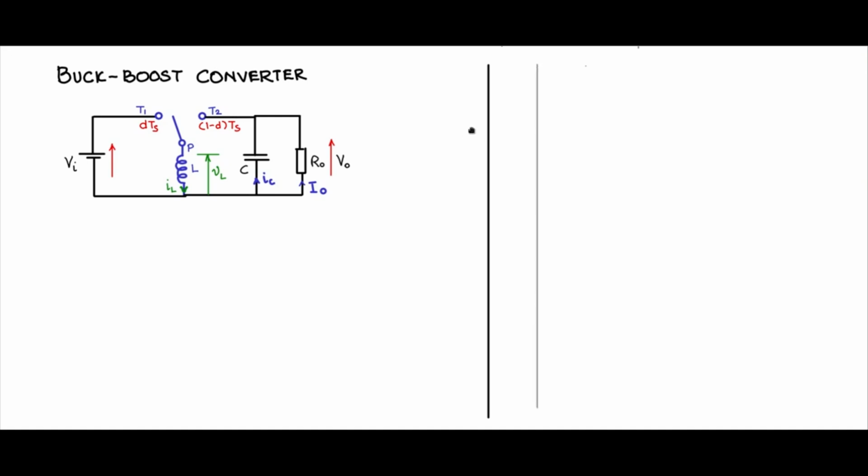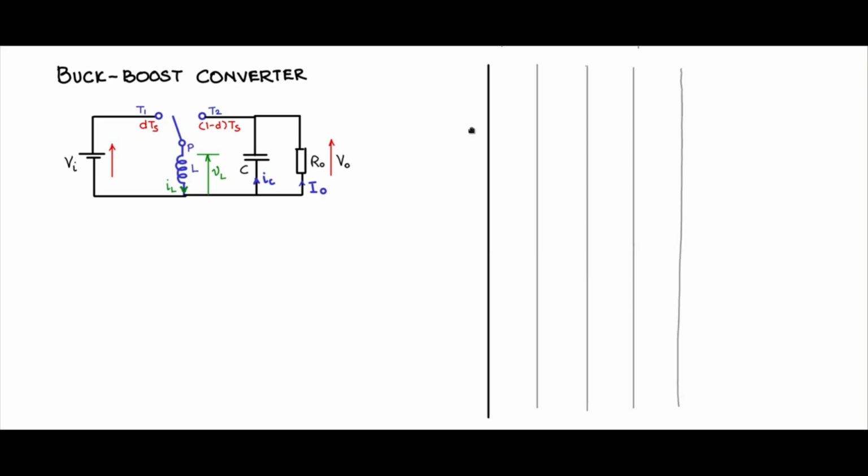Like before, I will divide the time axis into 4 segments. DTS, 1 minus DTS, DTS and 1 minus DTS together they make up TS, that is one switching period. Likewise, I have 2 switching periods here for the waveforms, and let us plot first the voltage across the inductor. So we'll plot VL, and during DTS time, what is the voltage across?